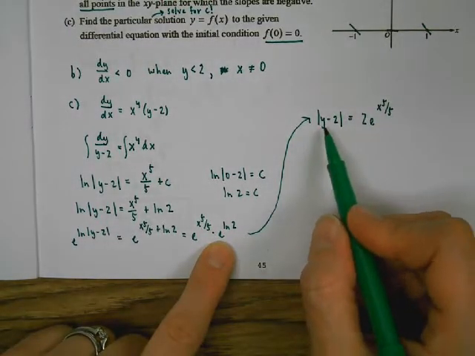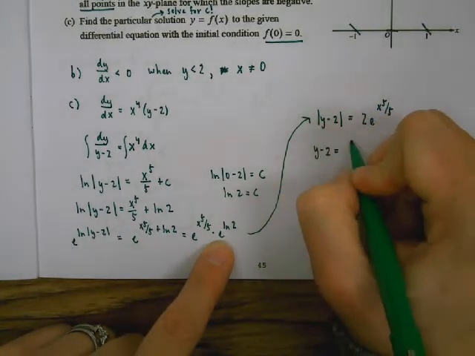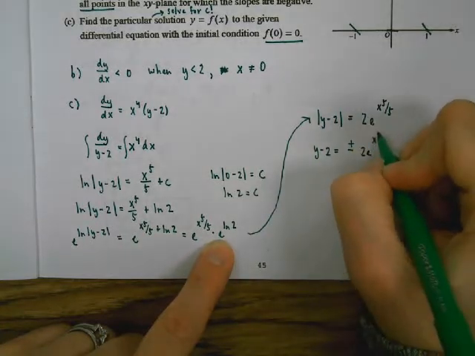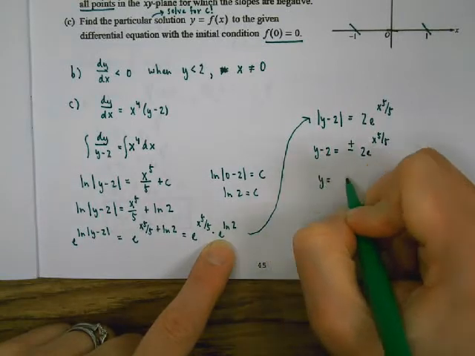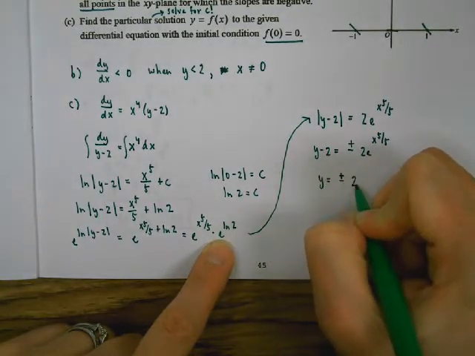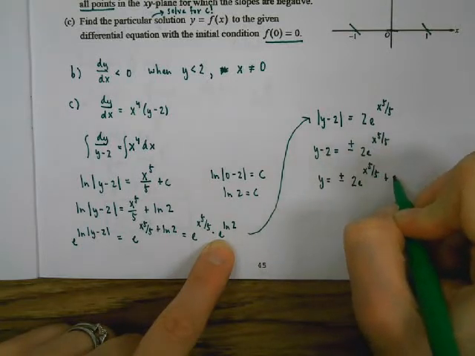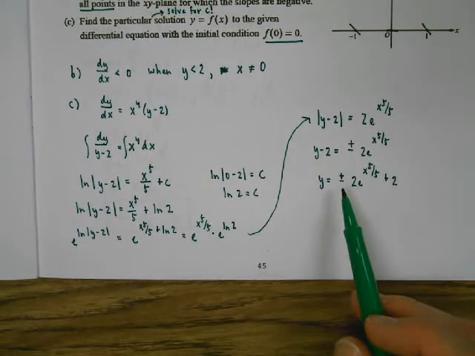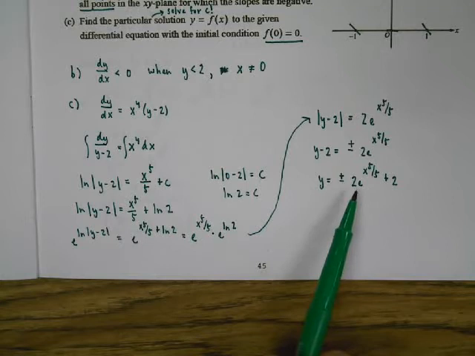Now, I can't just drop the absolute value. I have to be a little careful here. So when I drop that, I know I have either plus or minus 2e to the x to the 5th over 5. I'm going to add 2. So I have plus or minus 2e to the x to the 5th over 5 plus 2. Now, we don't want a plus or minus in our answer. Here's where we're going to go back and use our initial condition to decide what this should be.